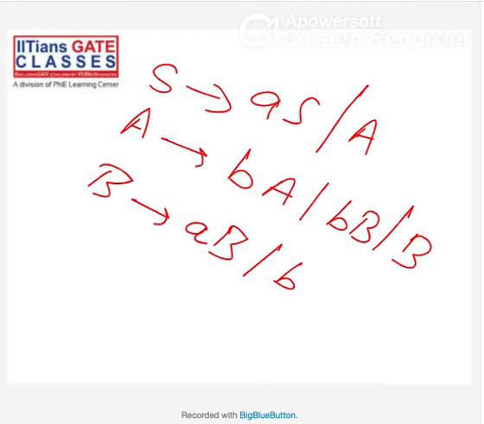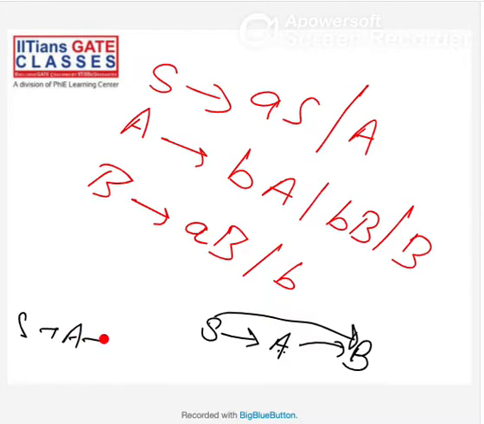Now, if you have this type of grammar, then what will you do? Again, you can remove the null productions. See, first of all, when you are removing the null production, from S there is S goes to A. This is a unit production. A goes to B, this is also a unit production. So S goes to B is also a unit production, because S can go to A, which can go to B.